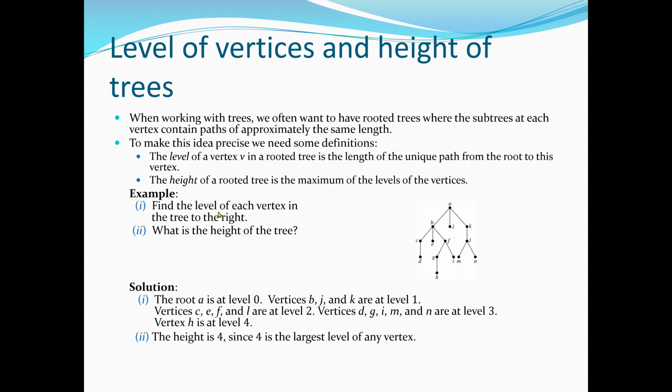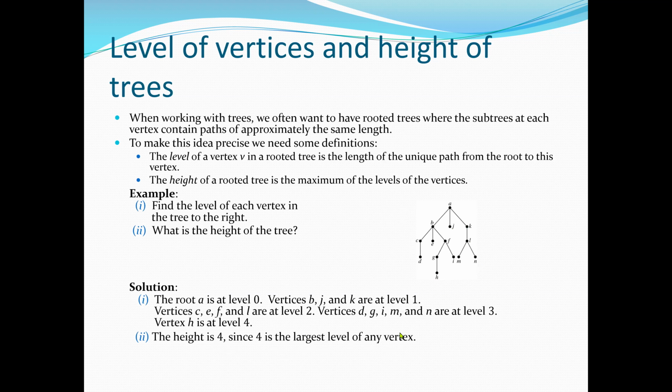For example, the question says find the level of each vertex in the tree to the right. Root A, the level is 0. Then B, J, K is 1. And again, we have up to 4 levels. H is 4. So A is level 0; B, J, K, level 1; C, E, F, L, level 2; D, G, I, M, N, level 3. Then H is level 4. Now the height is 4, since 4 is the largest level of any vertex.